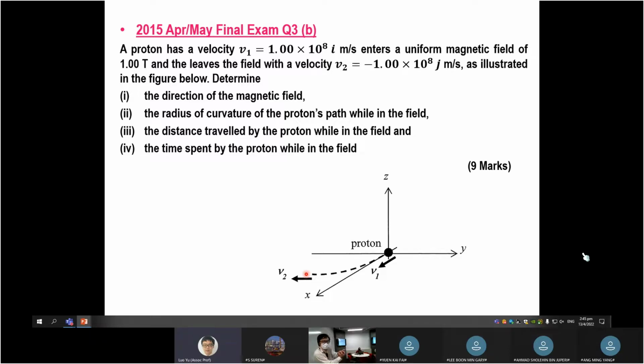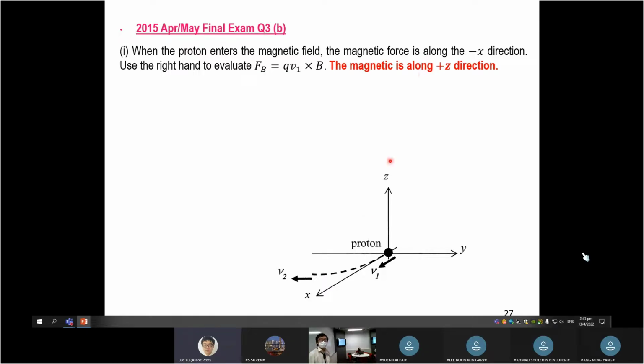My middle finger should point along minus x, into the page. My index finger, QV, should point along minus y direction. Again, my middle finger should point to the top. So no matter whether at the position of V1 or V2, the direction of my magnetic field points to the top, along positive z direction. This is what you should copy down here.